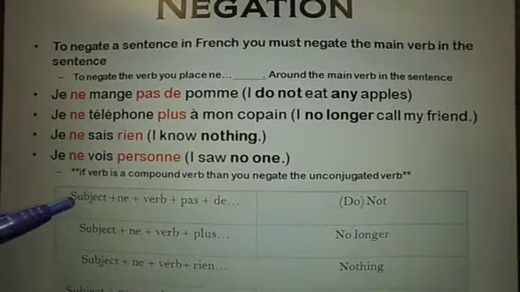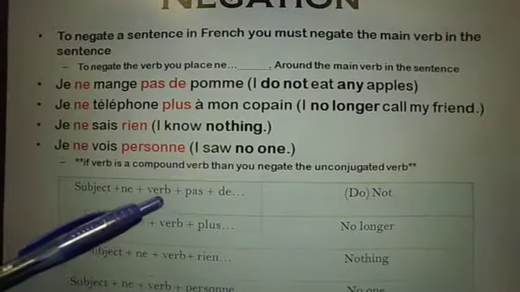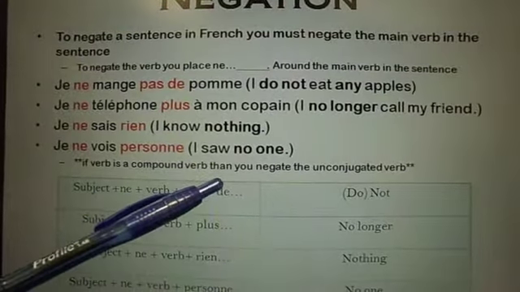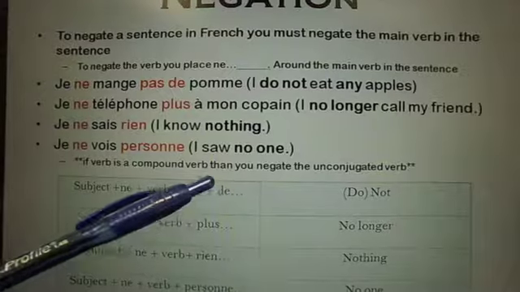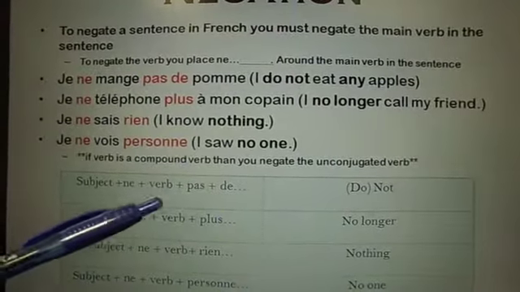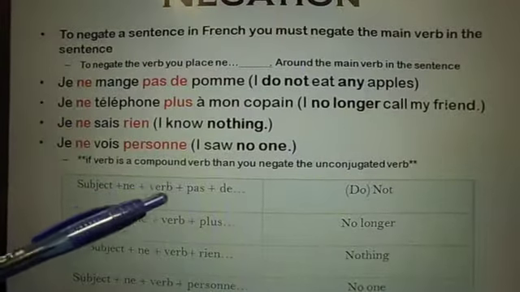As I said over here, it's subject plus ne plus verb plus pas plus de. The other three negations do not have de. However, ne pas does. So it's definitely important that you remember. It's imperative that you remember that.